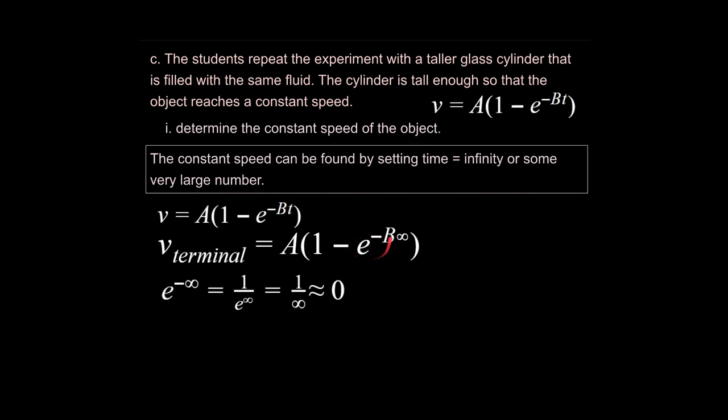If that term is 0, then we're left simply with v terminal is equal to a times 1 minus 0. So that becomes 1 inside. And think about what we're saying. We're saying that v terminal is just equal to a, then, therefore. That's how you would go about reasoning through this.